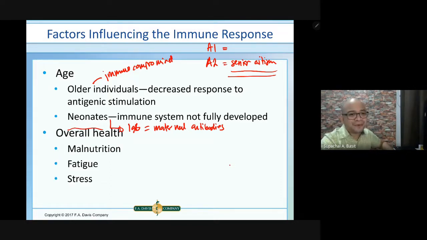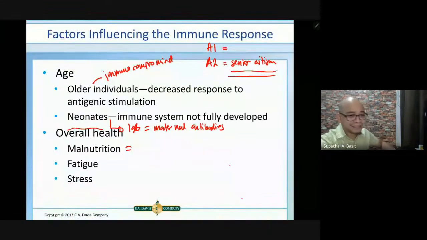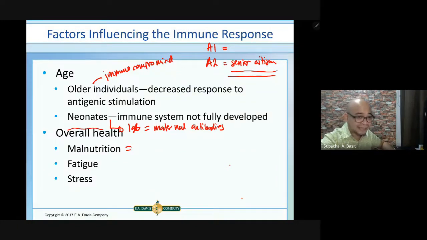And of course, very important is the overall health status. I mean, the nutrition. Okay, so if you are a fully nourished individual, then your immune system would be more stable, and then you can withstand the threat of infections and even malignancy. Okay, fatigue and stress. There are many studies that fatigue and stress can actually weaken our immune system. So that's the reason why it's very important that we beef up our immune system so that we do not want to have any negative lifestyle.